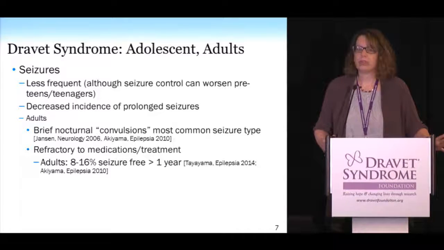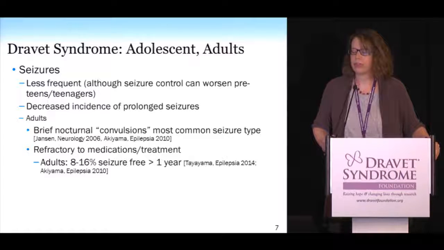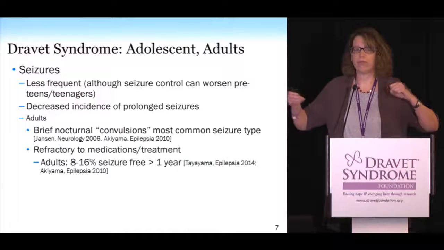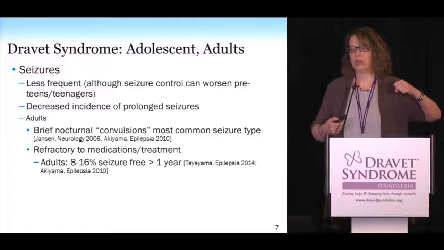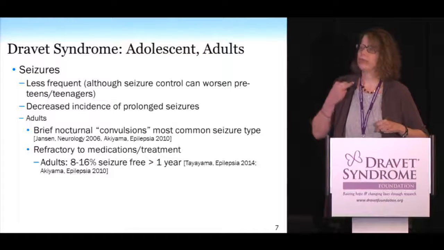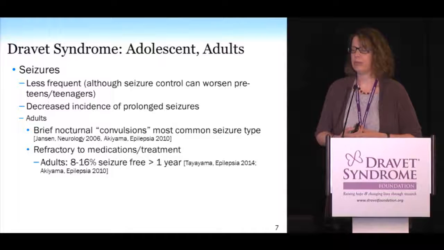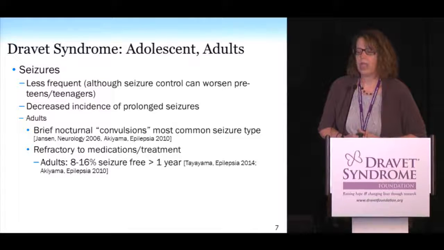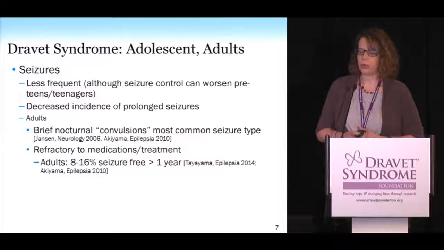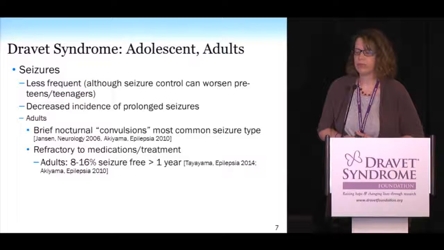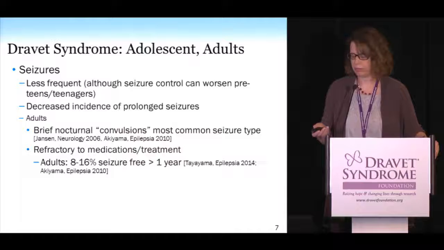As adults, typically, brief nocturnal convulsions are the most common seizure type. And I completely agree with Dr. Dravet that they often have focal seizures that are really varied. They might have a few jerks on one side or pulling of the face, and they can alternate sides. They become very complex. And seizures are still refractory to medications on the whole, with anywhere from 8 to 16% of adults being seizure-free for a year while still on medications.